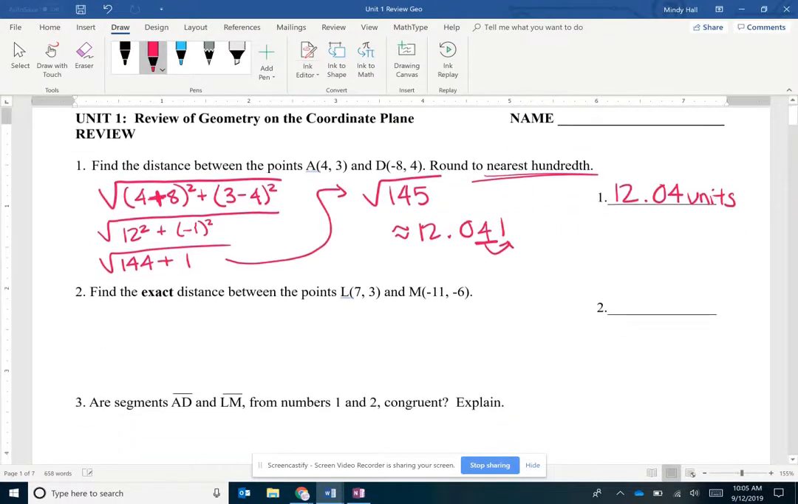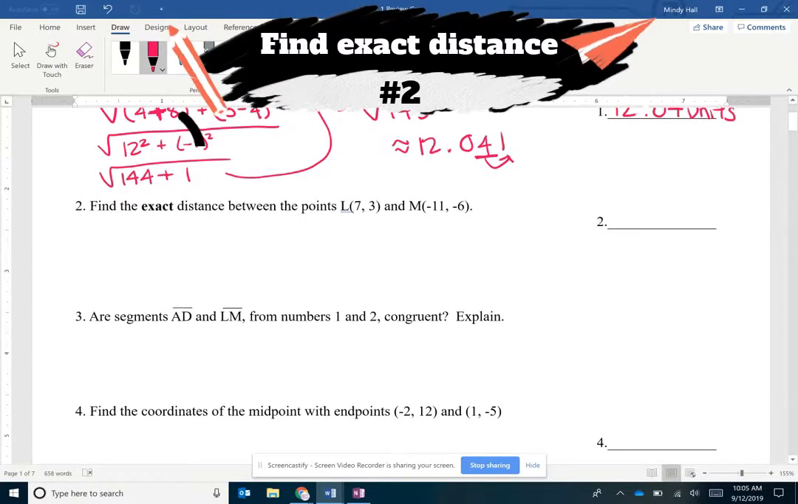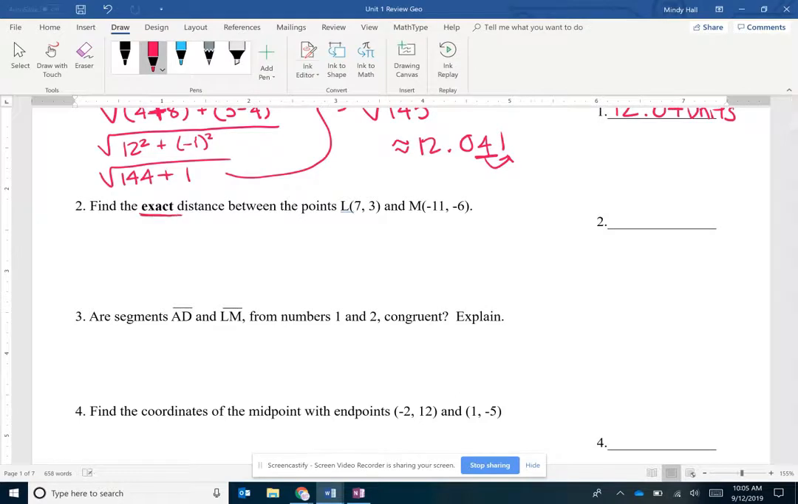Okay. So then for number 2, we're going to find the exact distance between. Because we are looking for exact, that means we're just going to simplify the radical. So same formula, square root of 7 minus negative 11 squared plus 3 minus negative 6 squared. So 7 minus negative 11 becomes plus, so that is 18 squared. And then 3 minus negative 6 also becomes a plus, so that is 9 squared.